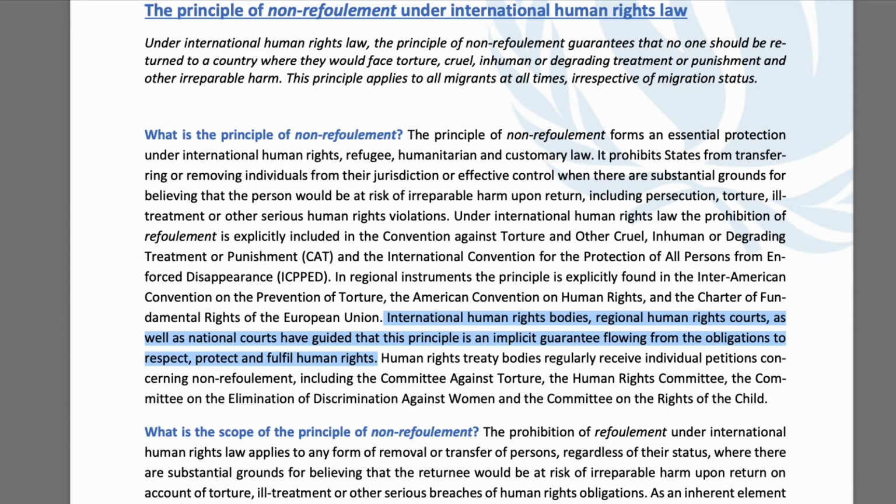International human rights bodies, regional human rights courts, as well as national courts have held that this principle is an implicit guarantee flowing from the obligations to respect, protect, and fulfill human rights. Human rights treaty bodies regularly receive individual petitions concerning non-refoulement, including the Committee Against Torture, the Human Rights Committee, the Committee on the Elimination of Discrimination Against Women, and the Committee on the Rights of the Child.